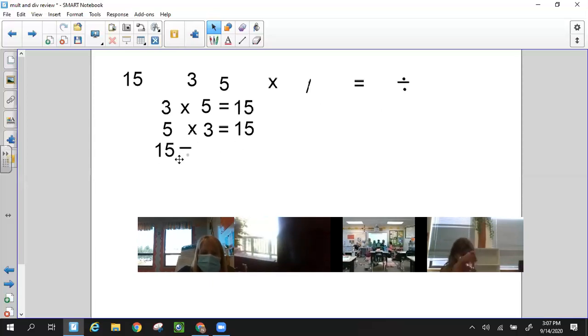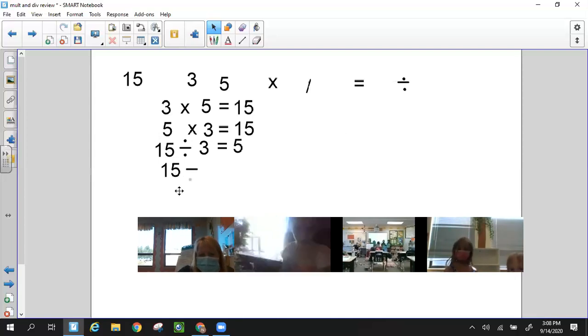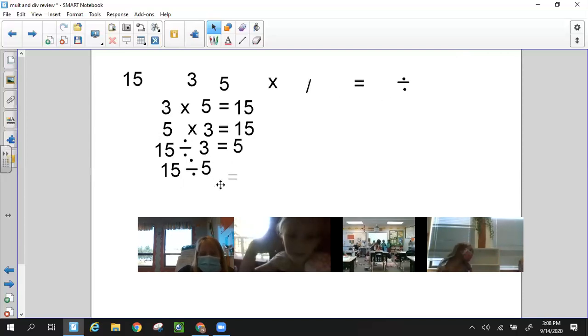Go for it, Marin. 15 divided by, who's divided by? Go for it. Divided by, and Cooper, what do you got? 3 equals 5. Okay, you should have one more. One more division. I'll let Marin start us off. Go ahead, Marin. What is it? 15 divided by 5 equals 3. Notice we kept using those same 3 numbers.